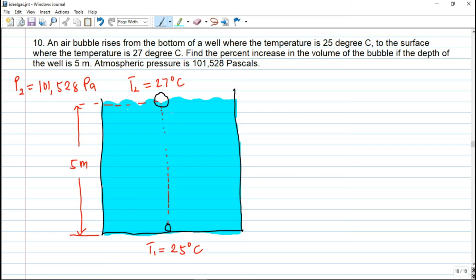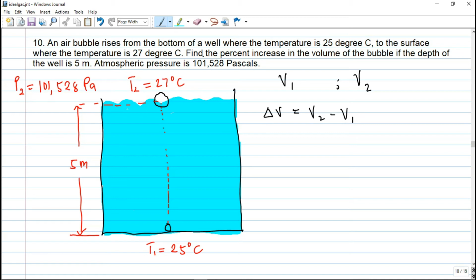So dito sa problem na to, hinahanap natin is the percent increase in the volume of the bubble if the depth of the well is 5 meters. Okay, so yung ating basis dito of course is the initial volume. So if V1 is the initial volume, then V2 is the final volume, yung volume ng bubble dito sa surface niya. The change or the increase of volume is given by V sub 2 minus V sub 1. So yung difference of the volume.